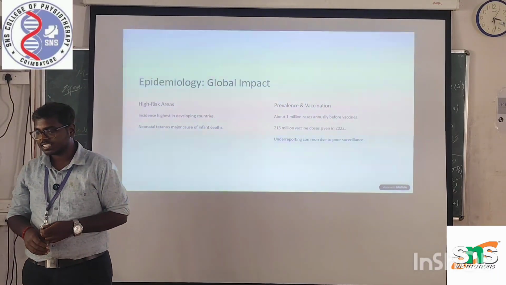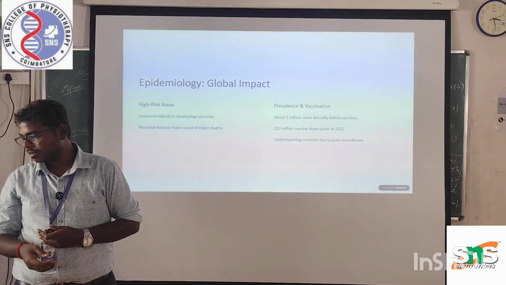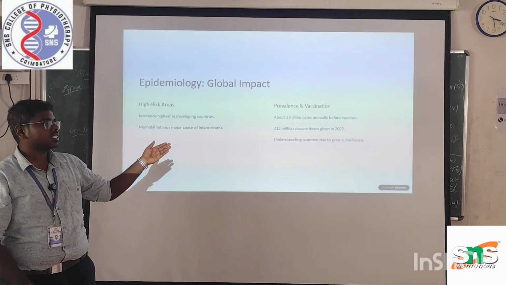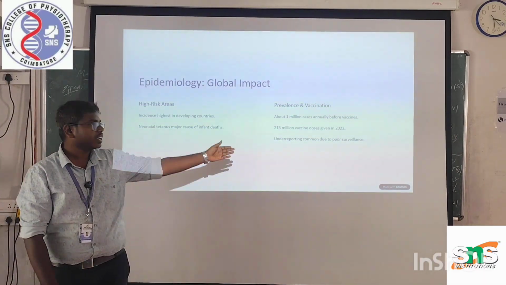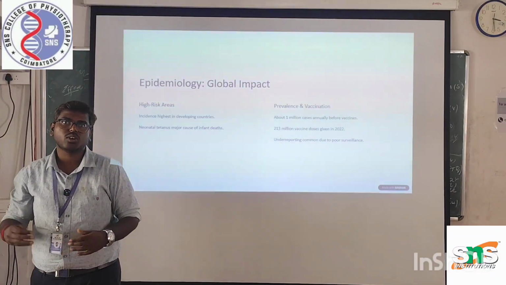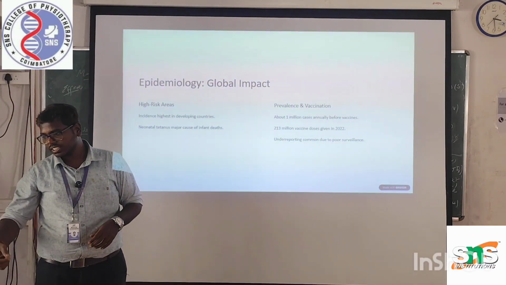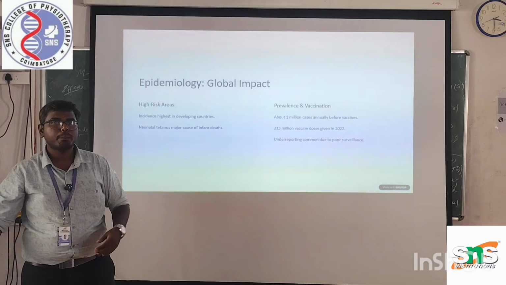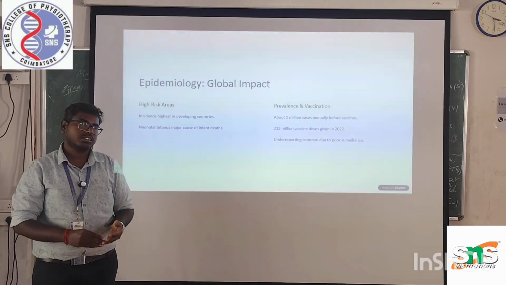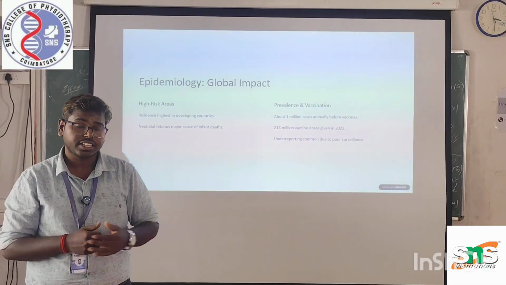Now the prevalence and vaccination. Worldwide, about 1 million cases were recorded annually before vaccines. According to the WHO, in 2022, 213 million vaccines were given globally to control tetanus. Cases are also commonly underreported due to poor surveillance, which is one of the major risk factors in reducing the prevalence of tetanus across the world.